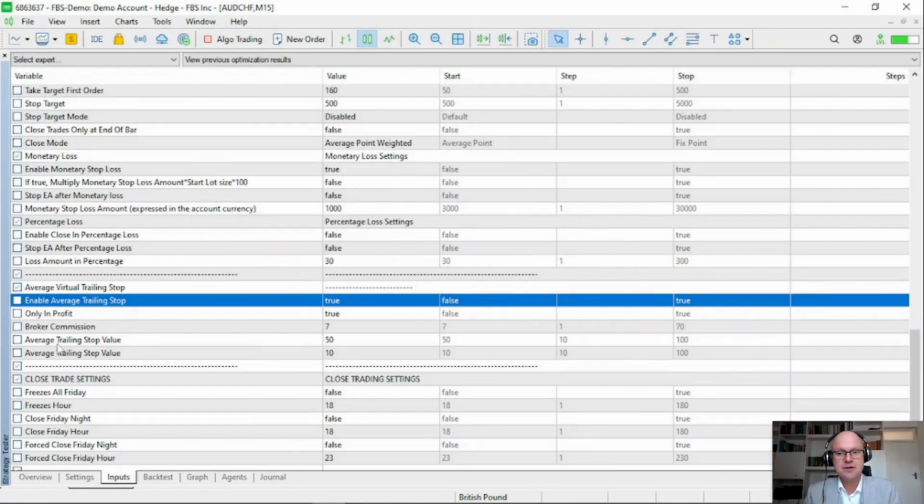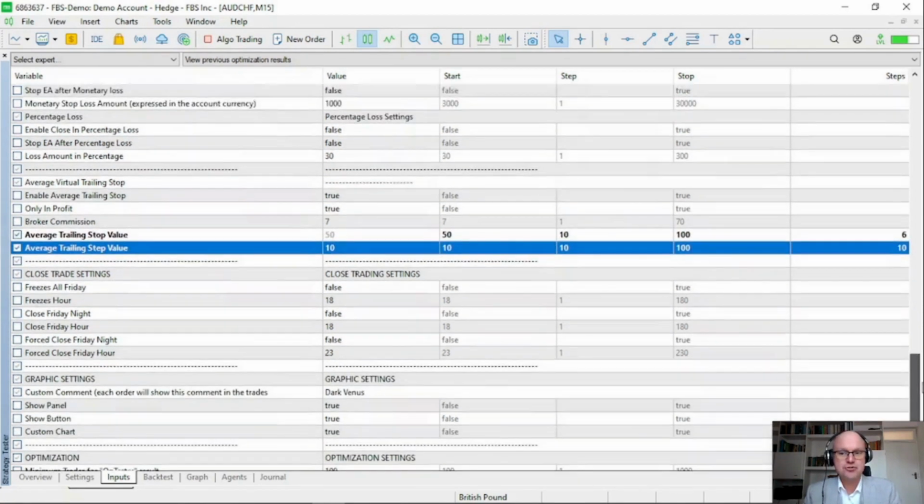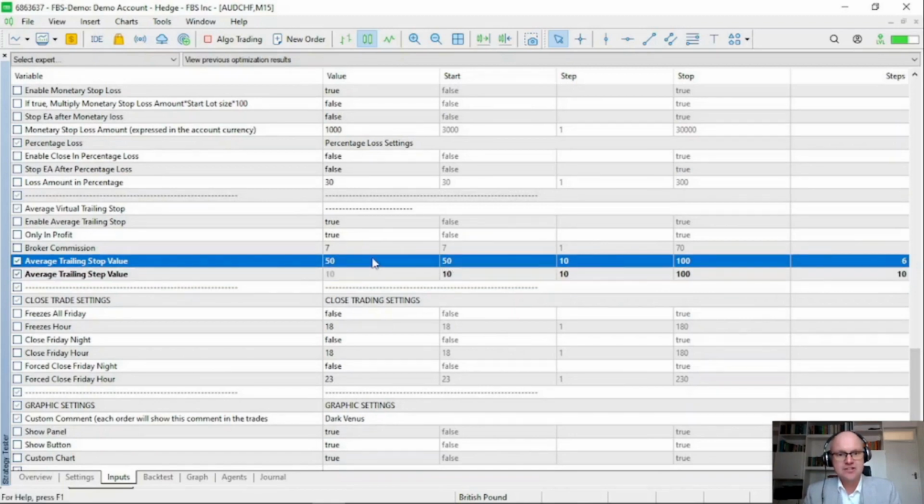Now our last step is going to be to see how we can further optimize the average trailing stop and step values. So our average trailing stop optimization will start at 50. It will have an increased step of 10 points, and it will stop at 100 points or 10 pips. Now the step value is by how much it trails, and this will start at 10 points and go by a step of 10 until the stop value of 100.